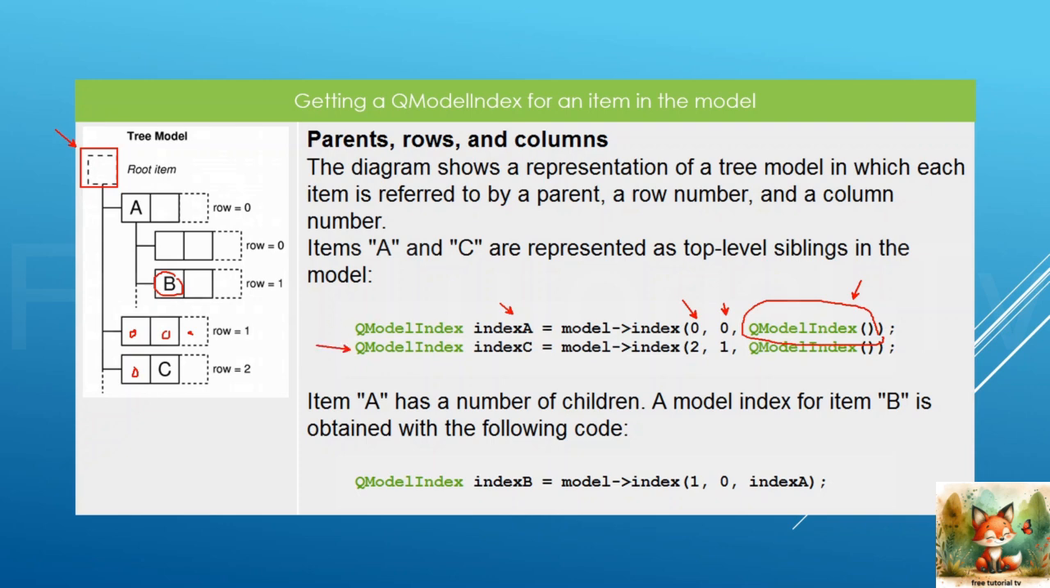We can ask for the index of C in the same way. C is going to be living at row 2, column 1. Okay, so row 2, column 1, that's the idea here. And C is still going to be living under the root parent. That's why we use this constructor here. Now, if we want to see the address of B, B is going to be living at row 1 and column 0, but its parent index is going to be the index of A, and this is something you should know here.